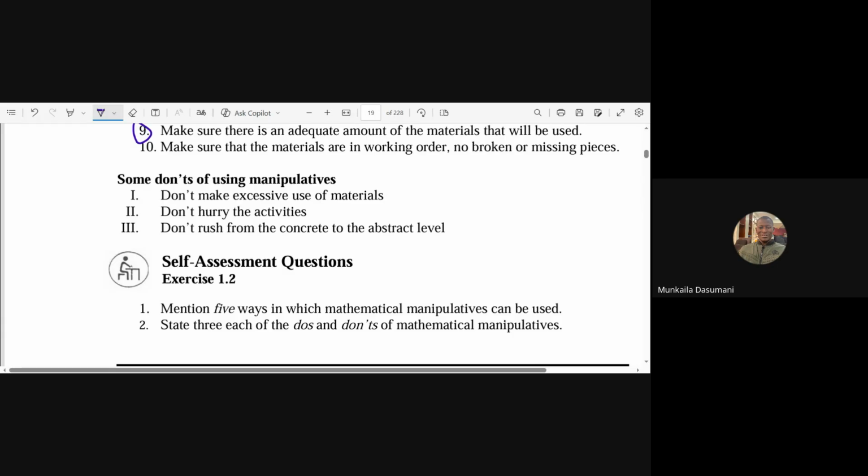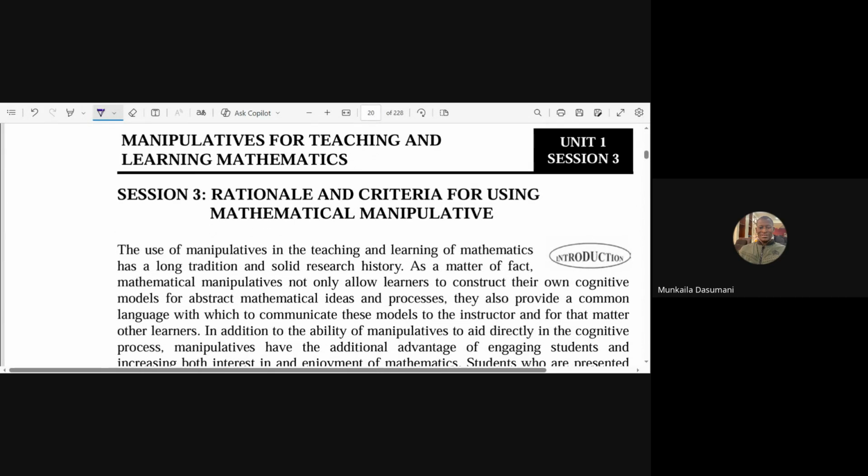Any question? All right. I think you did more of the talking. Let's look at the rationale and criteria for using mathematical manipulatives.